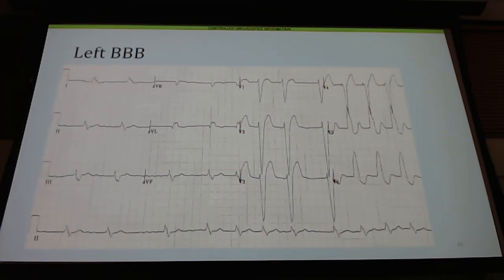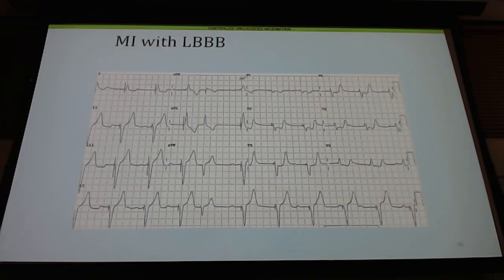So a couple of examples of this. So this is a left bundle branch block. But here's a left bundle branch block. And if you notice, look at those ST depressions. A concordant ST depression. So that meets the criteria of criteria 2. So this would be a STEMI in a left bundle branch block setting.